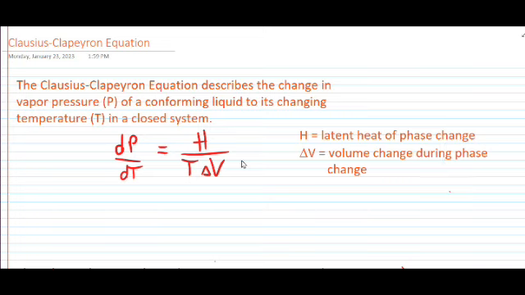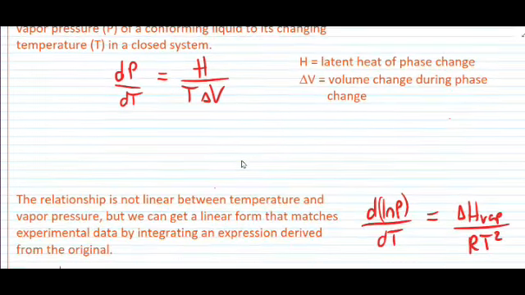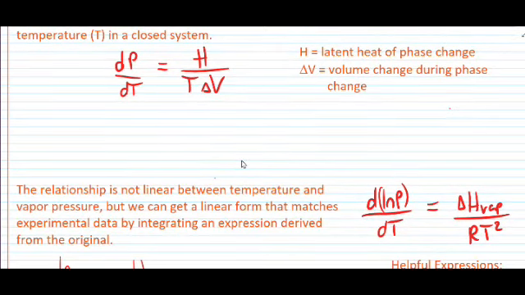So this isn't the expression that we normally do calculations with, where we have a pressure 1, a pressure 2, a temperature 1, and a temperature 2. But we can get to that expression by manipulating the original thermodynamic expression that we see here. One thing we'll observe before we get started is that the relationship between the vapor pressure and temperature is not linear. But we can get a linear form that matches experimental data by integrating an expression we derive from the original.